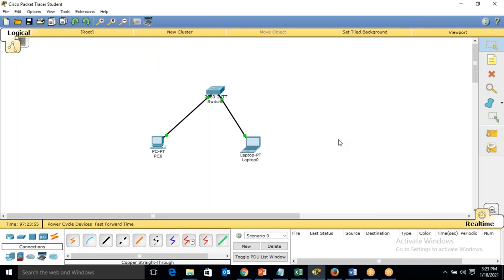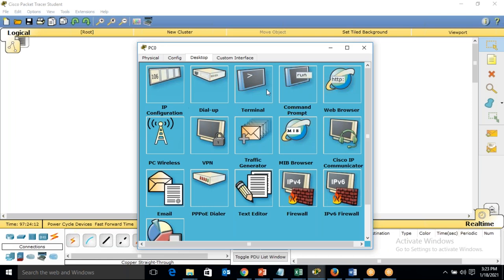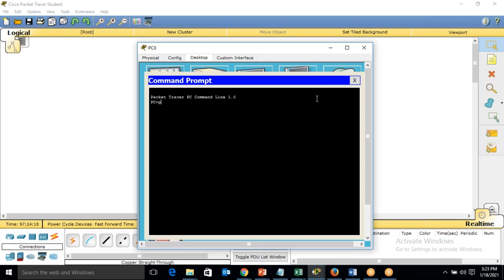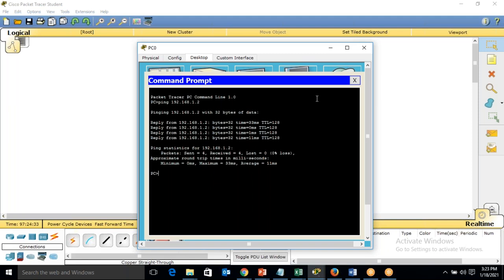Now we need to check whether this PC is communicating with that PC or not. For that, we need to use a protocol called ping, which uses the ICMP protocol. I'll move to the PC, and you can go to the command prompt over here and type ping and the IP address of the destination PC, that is 192.168.1.2. See, it's pinging, right? This we can confirm that our lab is successful. This is just a demonstration lab for you.